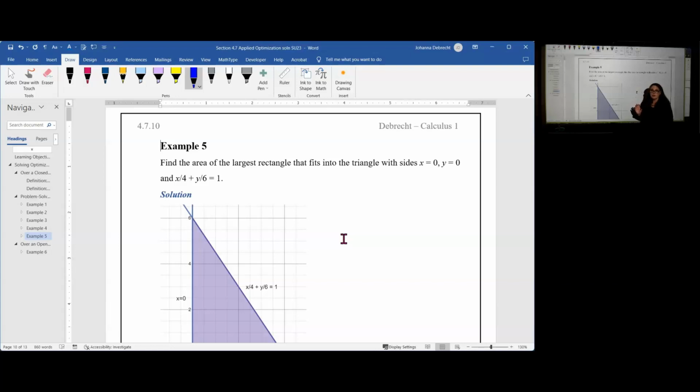Okay, all I got out of that was find the area of something. I can't even remember what the shape was, but I know it's got to fit inside that triangle. Let's start over and break it apart phrase by phrase. Find the area. Area of the largest rectangle. What am I trying to maximize then? Well, I must be trying to maximize the area.